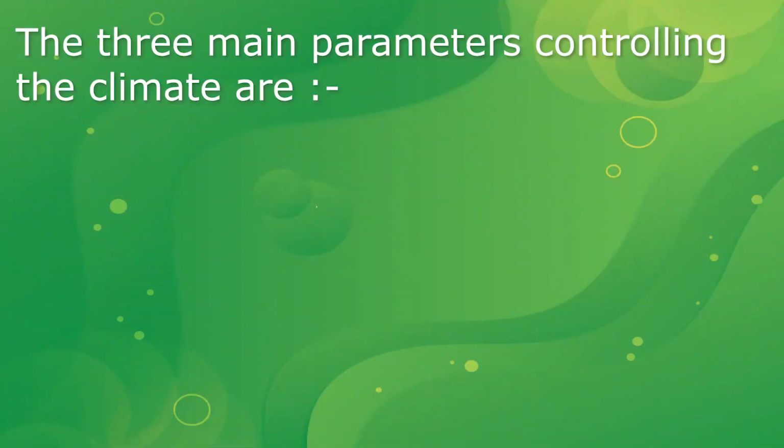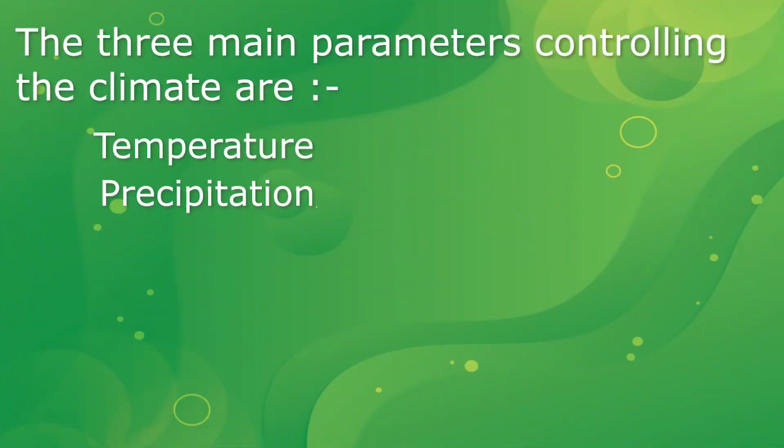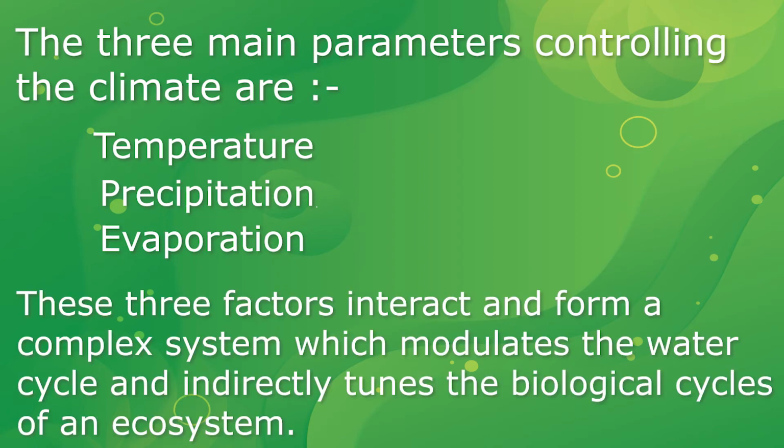Temperature plays a key role in controlling evaporation and precipitation. Hence, temperature, precipitation, and evaporation are the three main parameters controlling the climate. These three factors interact and form a complex system which modulates the water cycle and indirectly tunes the biological cycle of an ecosystem. Have you ever wondered what drives the water cycle on and on?